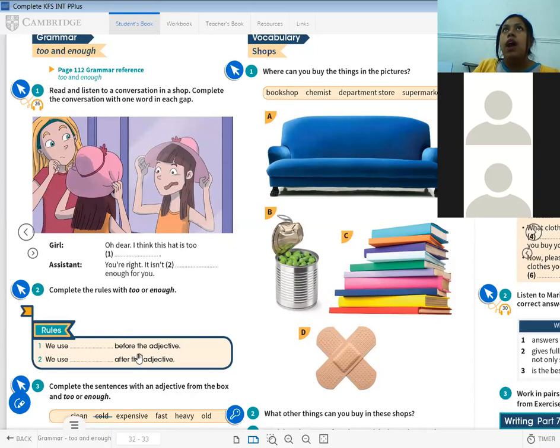Now, complete the rules. We are going to use too or enough in this part. For example, we use before the adjective. You have to decide, too or enough. We use after the adjective. In this case, what word goes here? We use too. Too, okay, we use too before the adjective, like in this case, too small. Now, we use enough after the adjective. It isn't big enough for you.